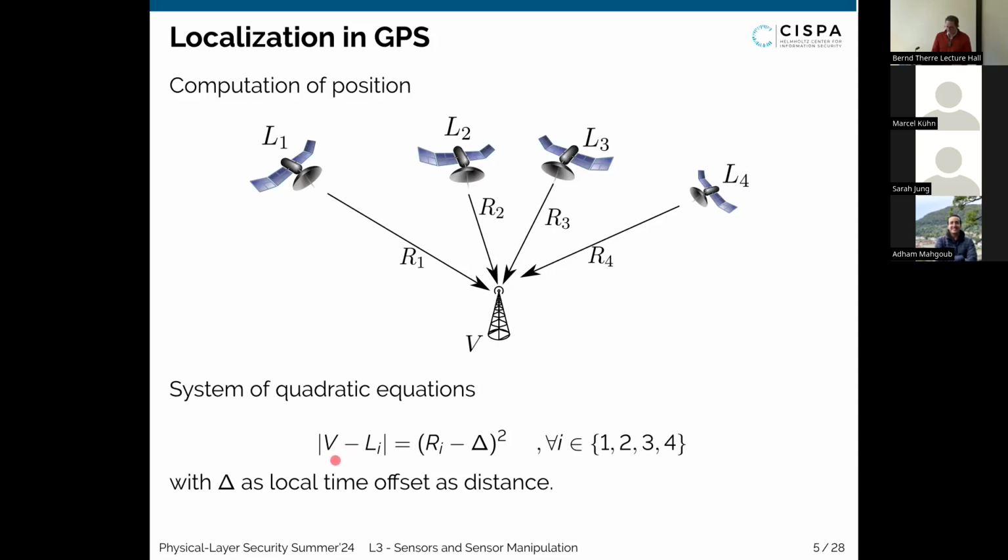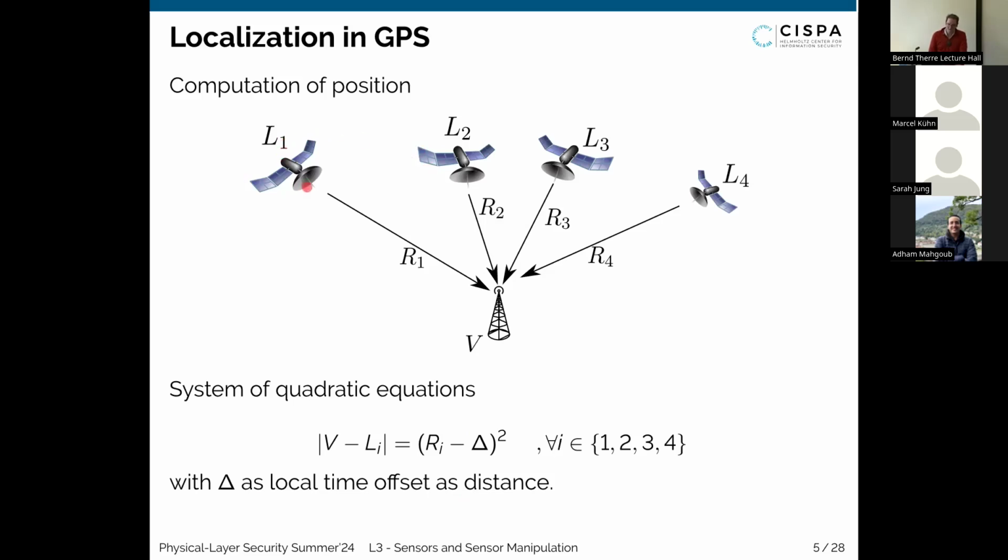Here, the V also contains the timing, essentially. Oh, no, so delta is here used as a local time offset. Okay, but yeah. So you try to minimize this time offset here, or this error, when finding your location. And you can do this with at least 4 signals. Is that clear roughly?